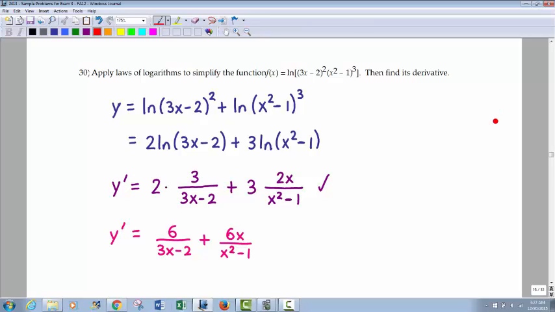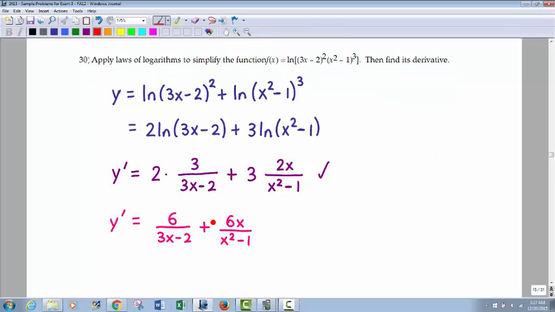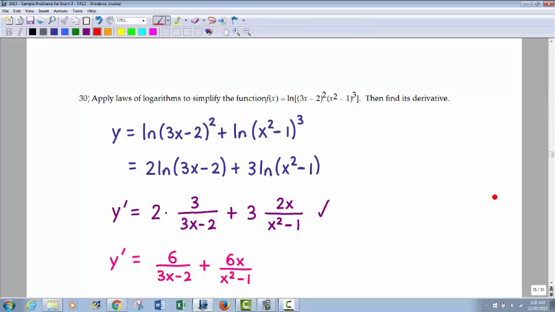Now apply laws of logarithms, log properties, to simplify this, then find its derivative, because this derivative would be a bit of a mess. Of course, if we did it without using these properties, we would get a completely different looking answer than this, but it would be mathematically equivalent.